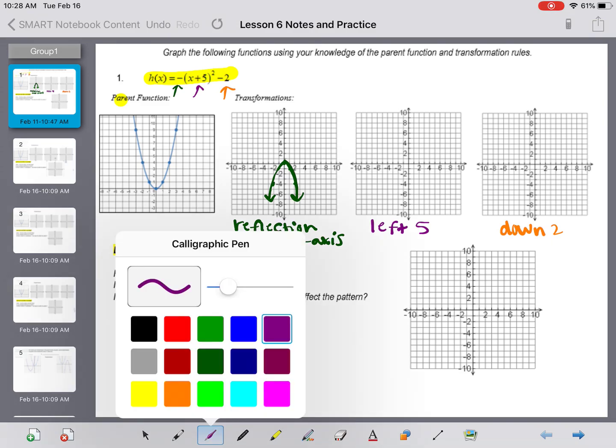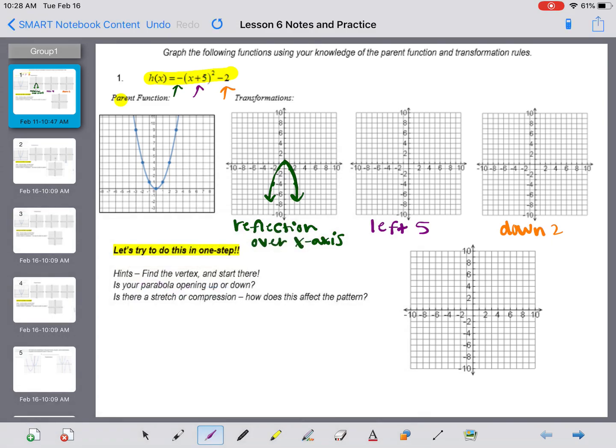Then we're going to move the reflected graph, and we're going to move it left 5. So again, the vertex just moves left 5. And then you keep that same counting pattern. We went down 1, right 1, down 3, right 1, down 1, left 1, down 3, left 1, and then connect.